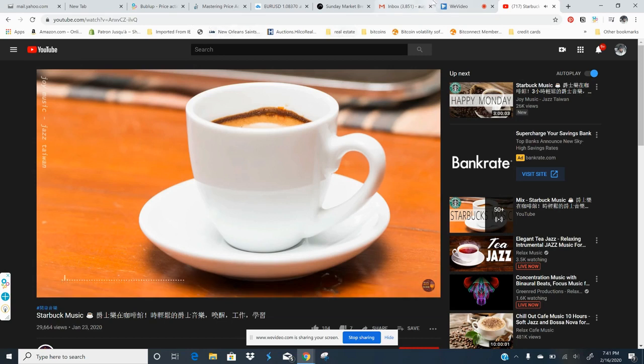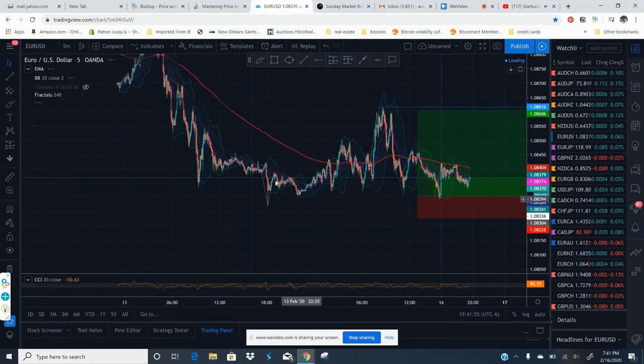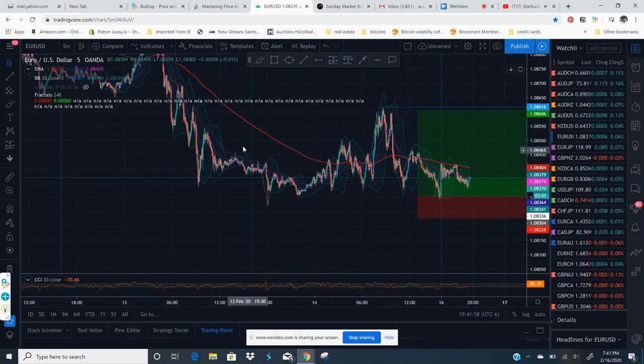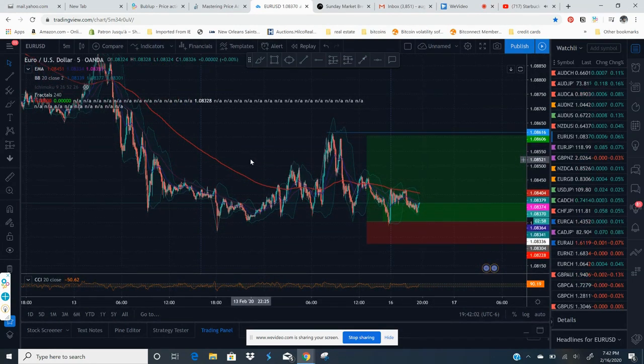All right, now it's time to draw some charts. You have to draw up your charts before you trade. This is Euro USD. So it's drawn up. Let's do it again.